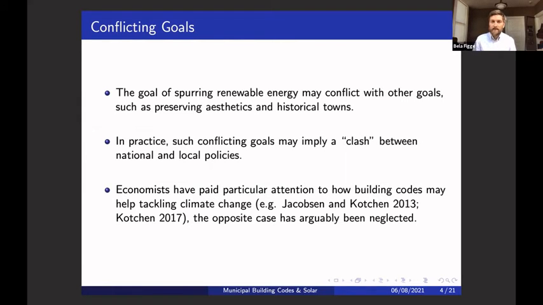What we're getting at in this study is that there may be conflicting goals. A hypothesis is that this goal of spurring renewable energy at a national level using subsidies and other means may conflict with other goals, particularly at the municipal level. Those may be, for example, the goal to preserve the aesthetics of an urban landscape or to preserve historical towns. So in practice, we hypothesize that there are conflicting goals between national and local policy.